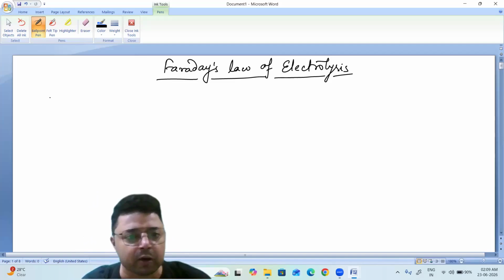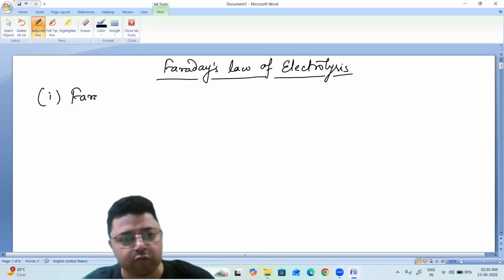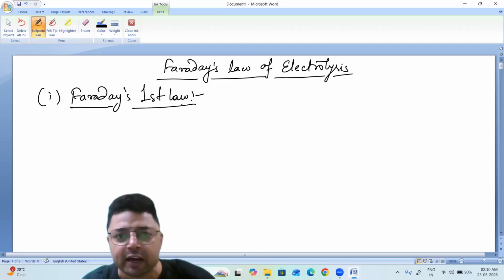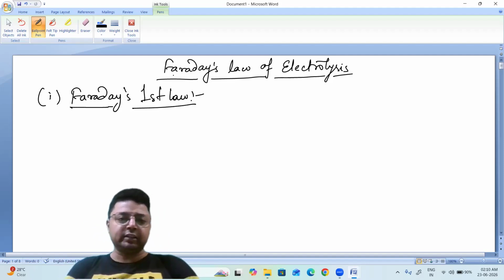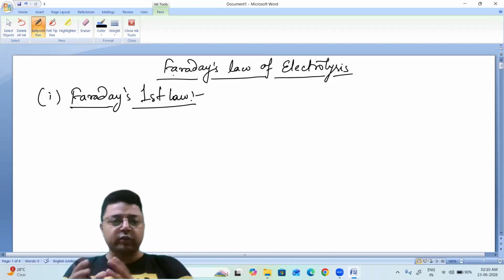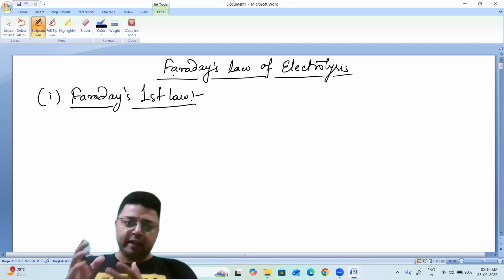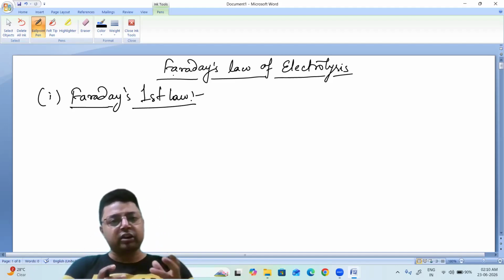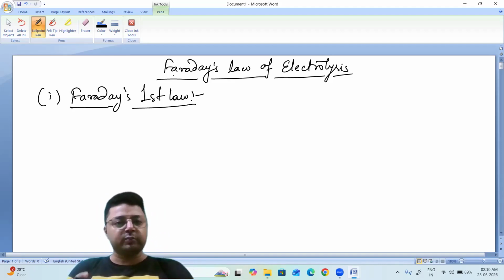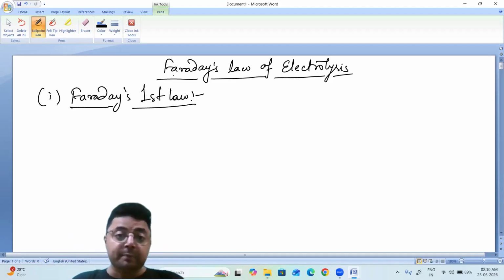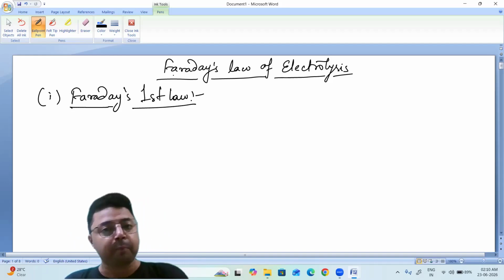So at first, we will learn about Faraday's first law of electrolysis. In this law, what does Faraday tell us? Faraday tells us that the amount of weight deposited at any electrode, mainly the cathode where the metal ions will be deposited, because cathodes are negatively charged and they attract the positively charged ions towards them, will be directly proportional to the amount of electricity passed through it.